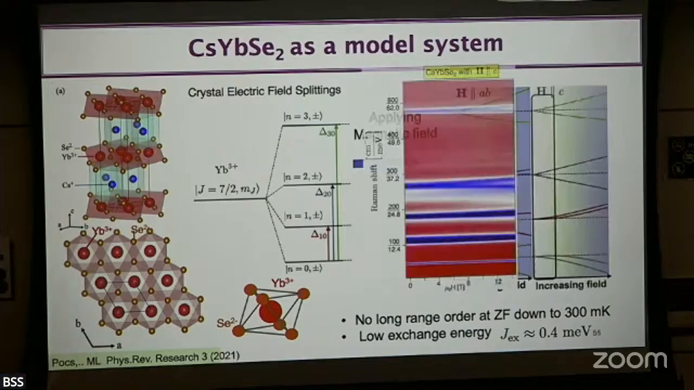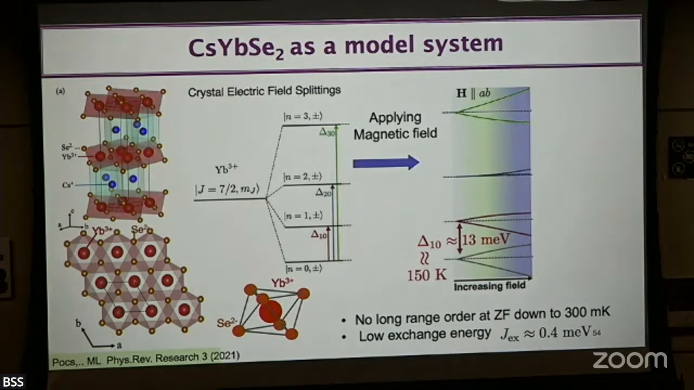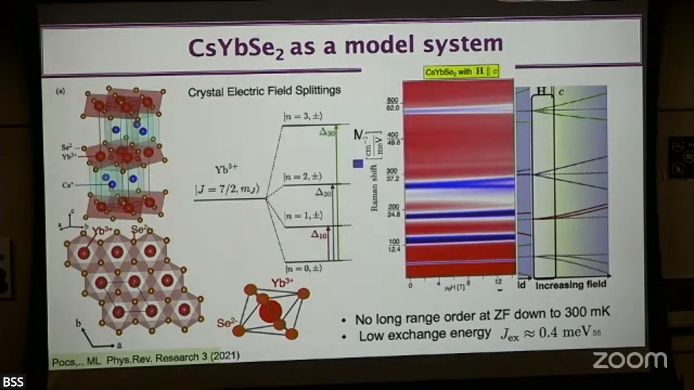When you apply field along the c-axis, by the way, this spectrum can be verified by all kinds of spectroscopy measurements under field. And another thing is that you can also apply field along other directions, and these splittings are very, very different. In fact, here there's a second-order Zeeman splitting, where the energy level is proportional to h squared instead of h.